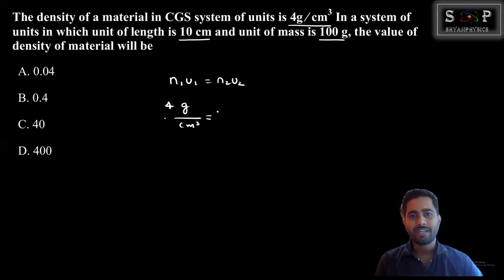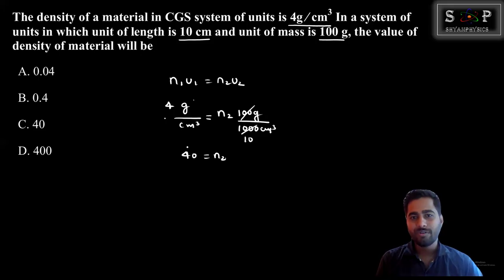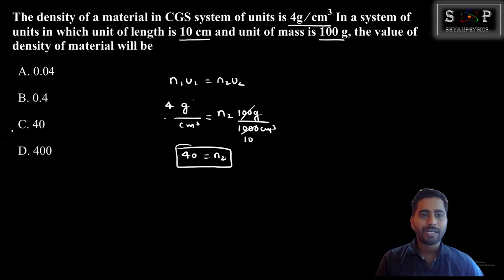In the next system of units, we have to calculate the number. The unit of mass is 100 gram, divided by centimeter cube, which is the length unit they gave. Now we want to write this in terms of volume. For volume, it will become 10 to the power 3, that is 1000 centimeter cube. So the 100 and 10 cancel, and gram cancels on both sides. Here it will be 10, and 10 comes to the left-hand side, so it is 40. That equals n2. So the correct answer is C.